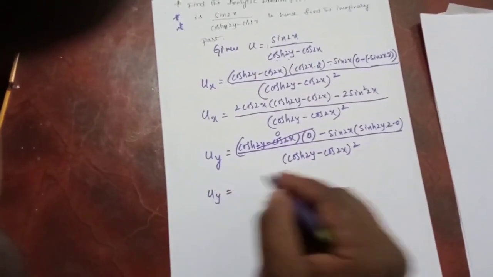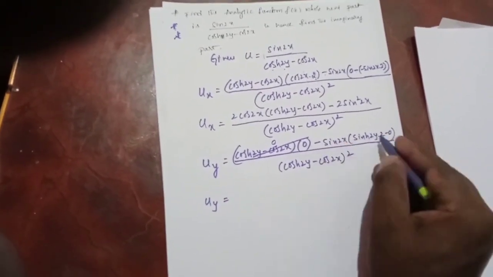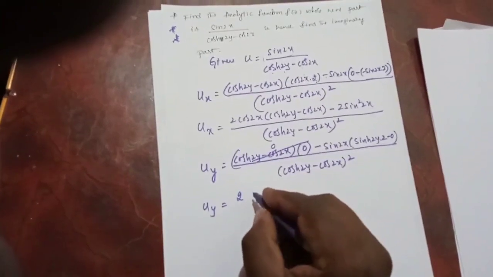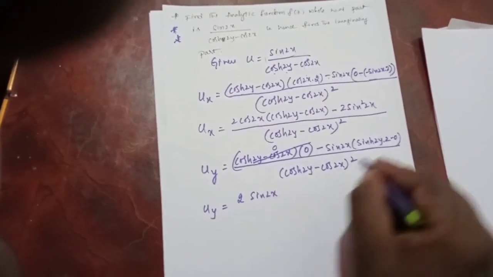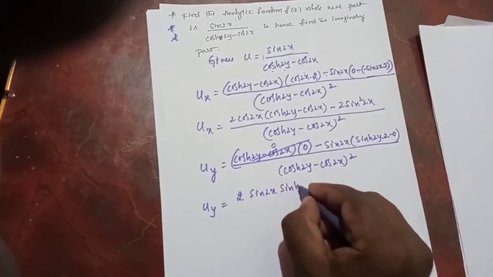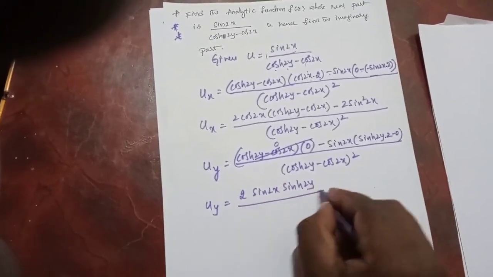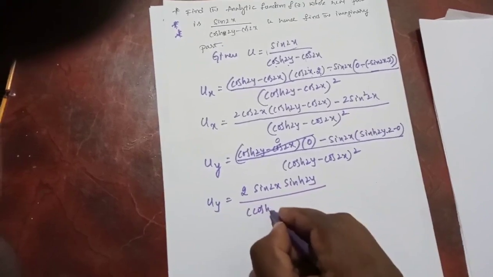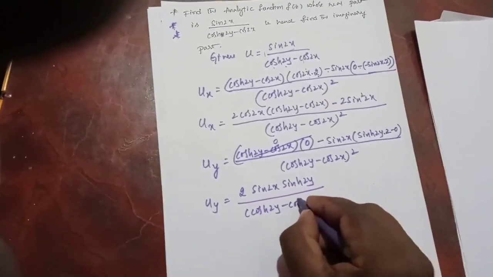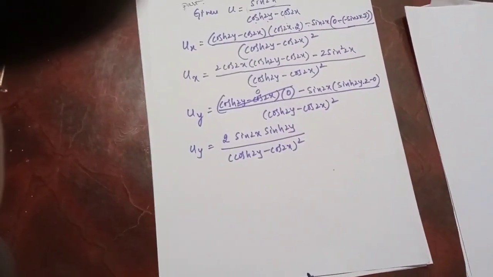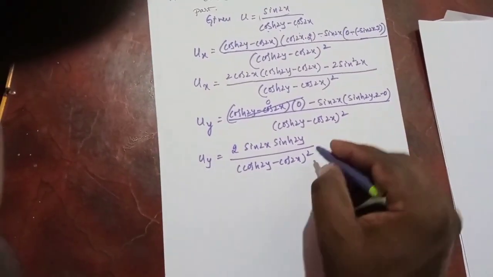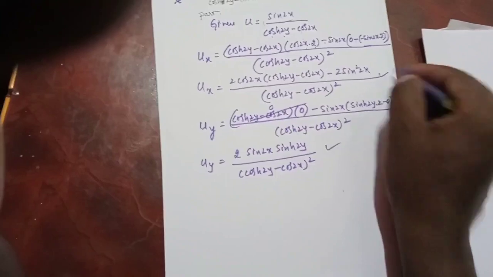U suffix y is minus 2 sin 2x sin hyperbolic 2y divided by cos hyperbolic 2y minus cos 2x whole square. So this is our u suffix y, and this is our u suffix x.